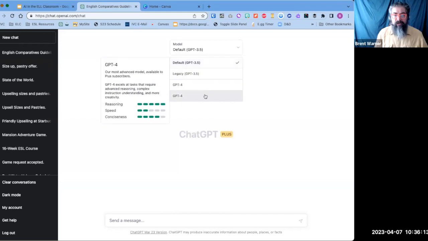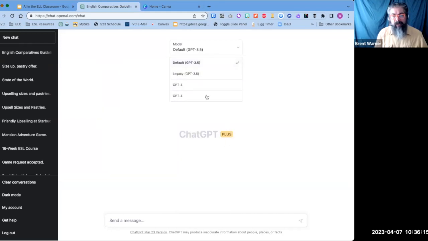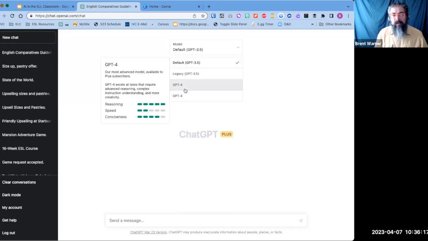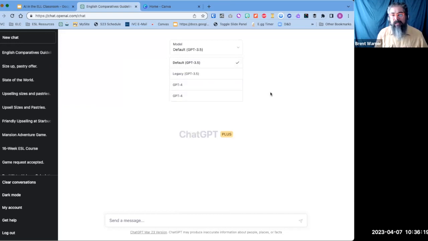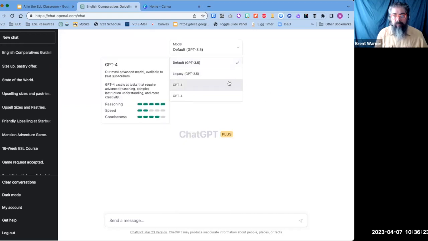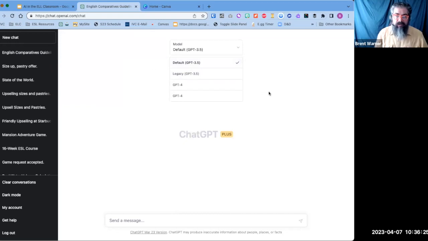When you move into GPT-4, I'm paying for the upgraded version, but if you move into ChatGPT-4, it does do a better job, although it is a bit slower. I'm not going to use it right now because it's a lot slower, but it's much more accurate with the information.